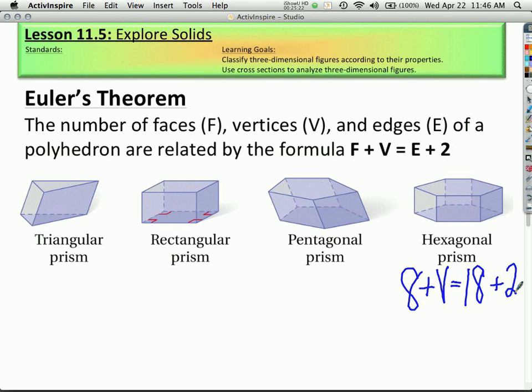Now we know how many vertices there are. How many vertices are there? Sharif? Yeah, there's 12 vertices. So we can actually figure out a missing value that we don't know, or we can use it to check and make sure that our structure is correct. And we can count them. The vertices are here. 1, 2, 3, 4, 5, 6, 7, 8, 9, 10, 11, 12. There are 12. Any questions on how Euler's theorem works?